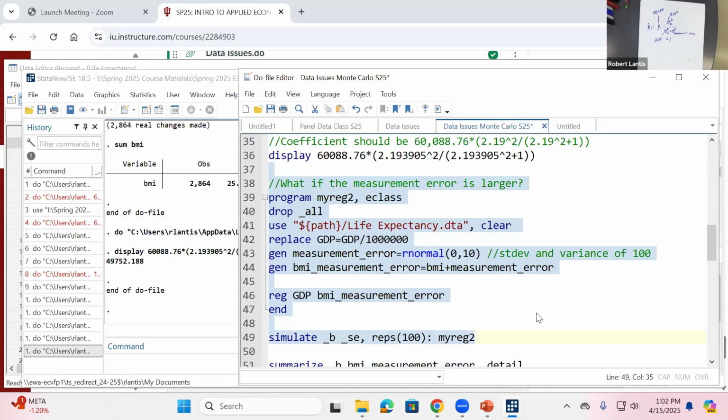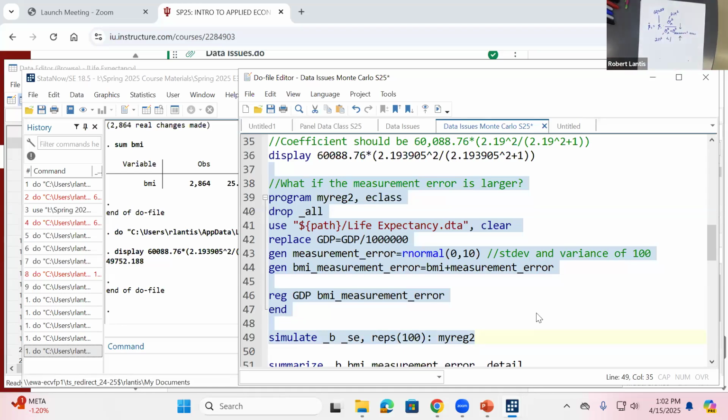So if I'm thinking about here, I've got the same underlying BMI variable, but if my measurement error is a little bit higher, what should happen to the coefficient I see? It should be lower, right? That denominator being larger, fraction smaller.